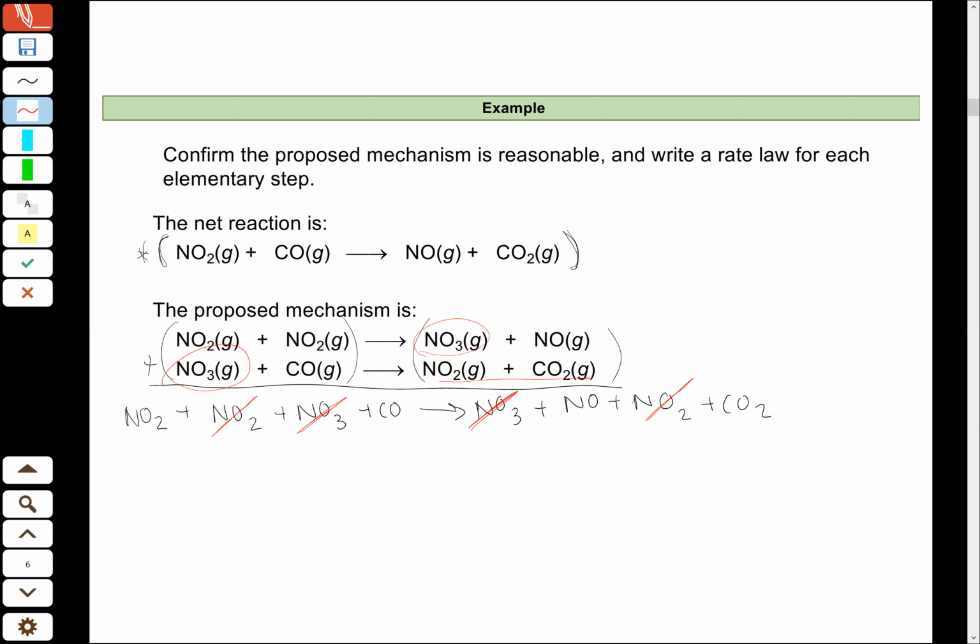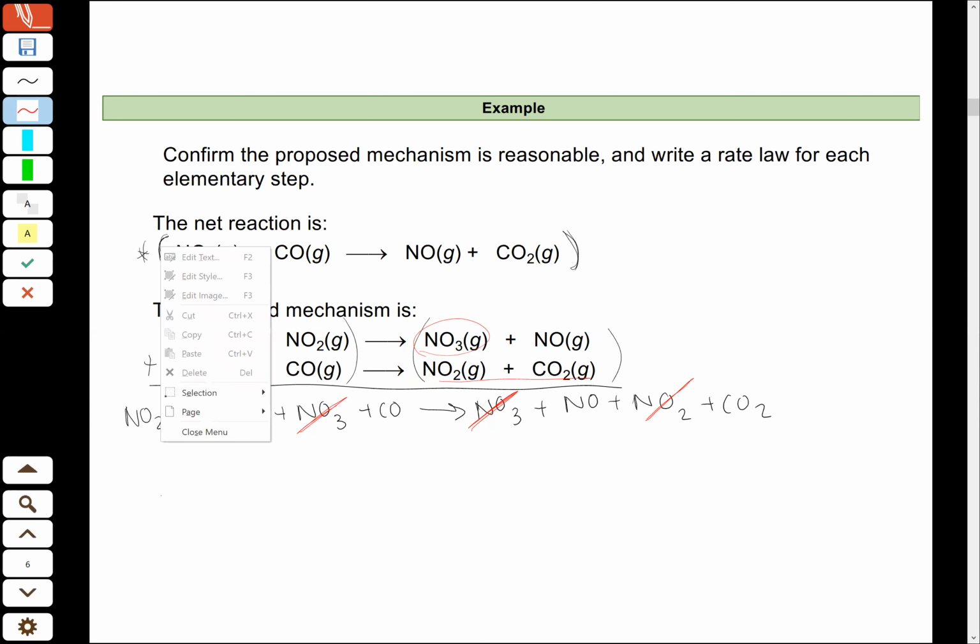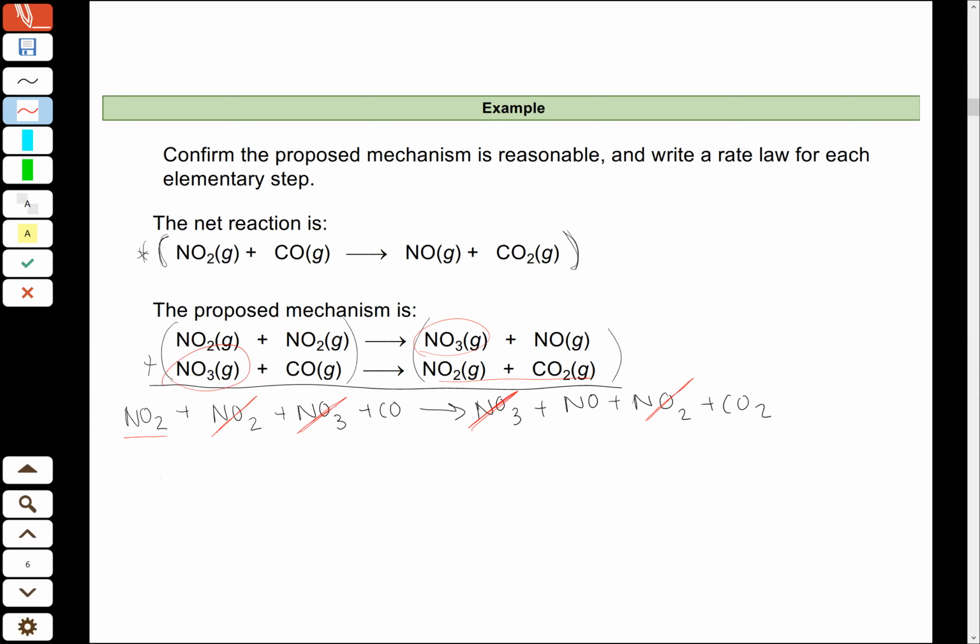I will use two of these in my reactants and form one in my product. So essentially those will cancel out as well. And then that's going to leave me on my reactant side with an NO2 and a CO, and then an NO and a CO2 on my product side.